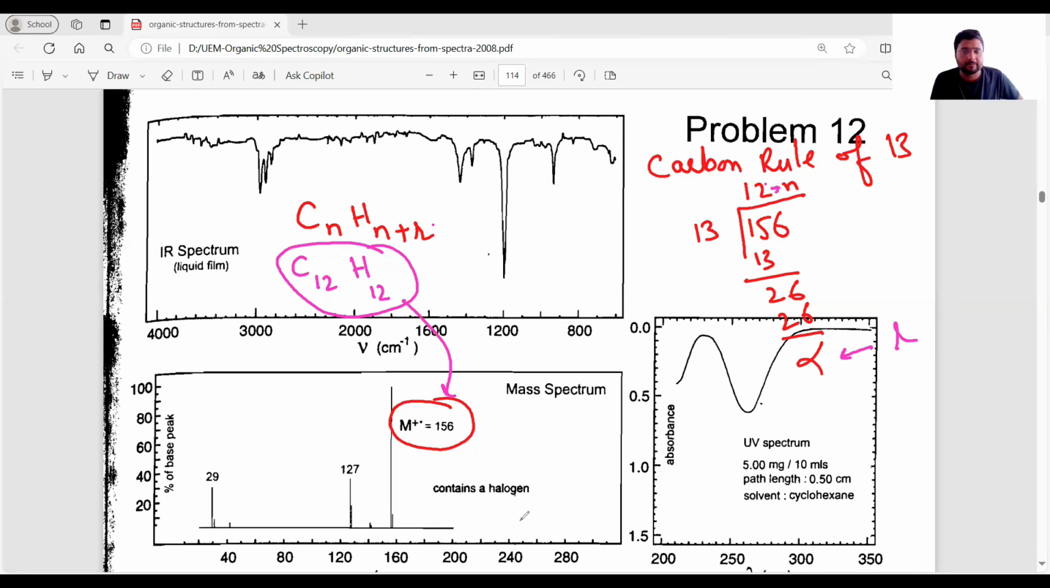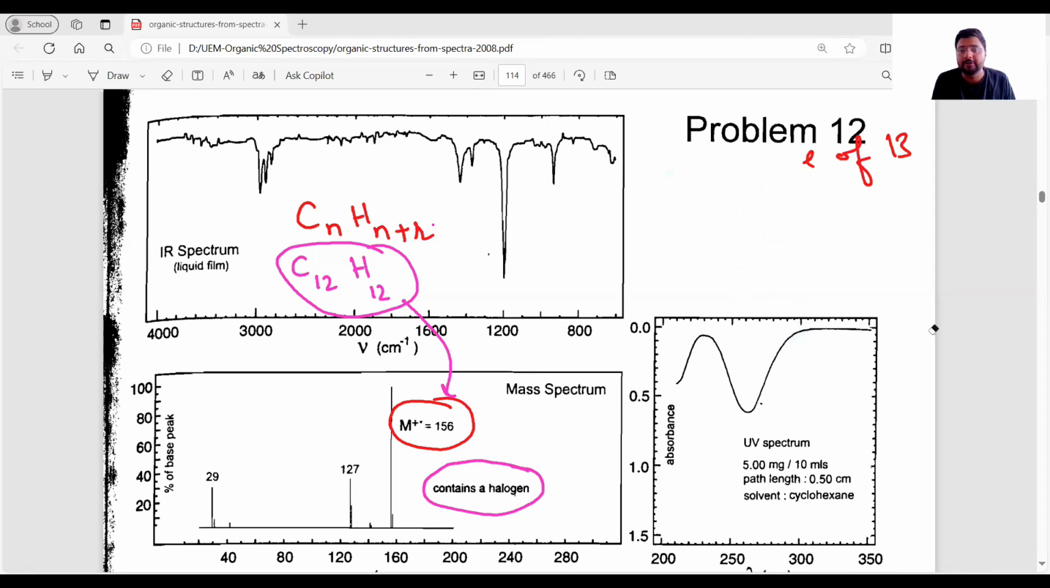But if you see the mass spectrum of this unknown compound, it provides clear information that this compound contains halogen. The halogen could be fluorine, chlorine, bromine, or iodine. It cannot be chlorine or bromine. Why? The reason is that in the case of chlorine and bromine, we will get an M plus 2 peak, while in this spectrum we are not getting an M plus 2 peak. It means the possibility of chlorine and bromine is ruled out.